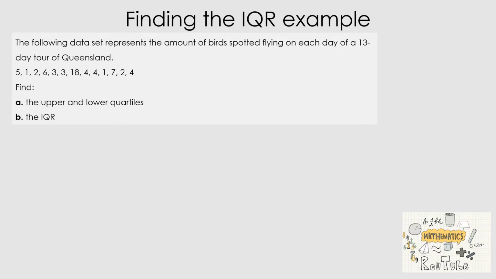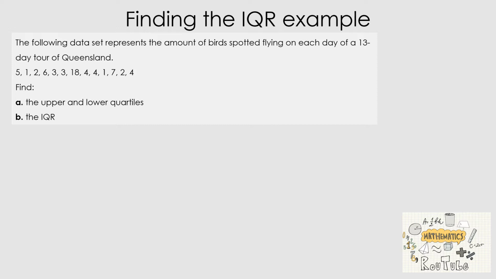All right, so now let's find the interquartile range. So we have this question here. The following data set represents the amount of birds spotted flying on each day of a 13-day tour of Queensland. And then we have all our values there. And you can clearly see that if you have a sound understanding of outliers, there's probably an outlier in this data set, but we're not going to focus on outliers. That is in another video.